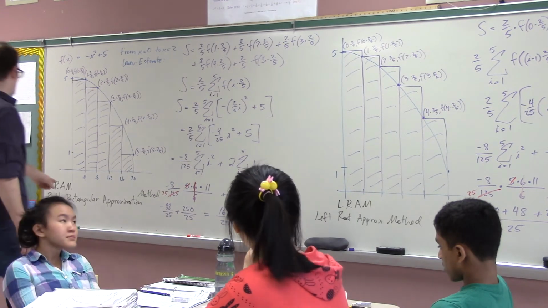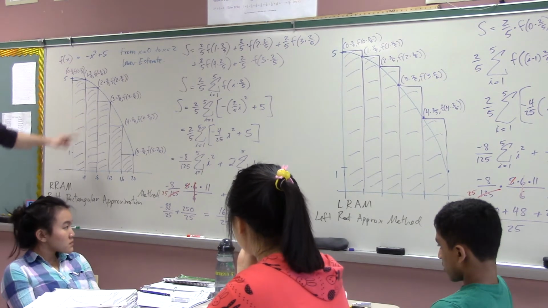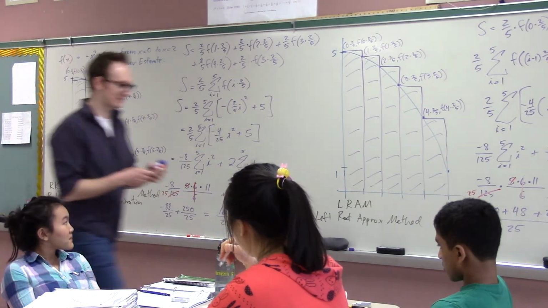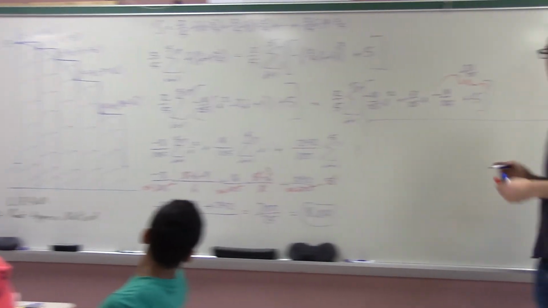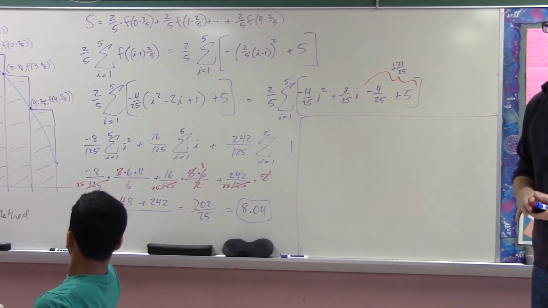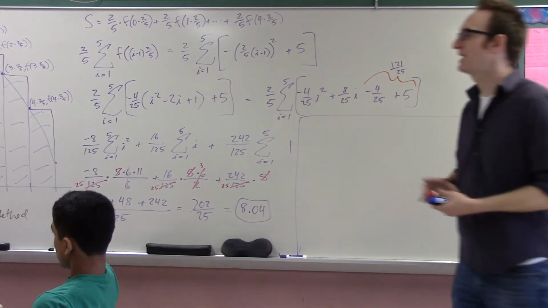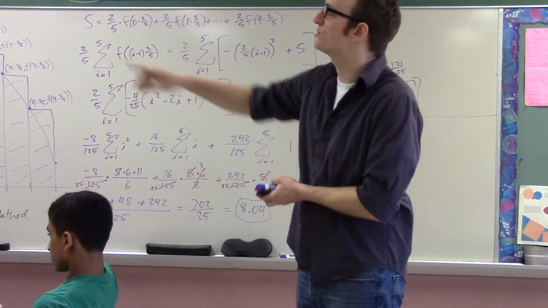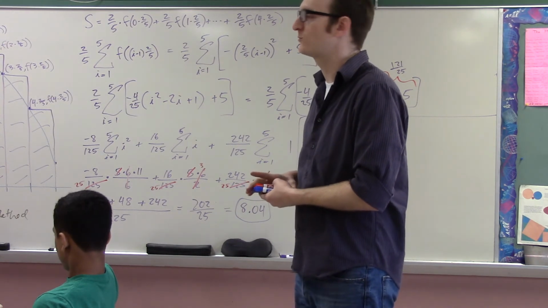Now we can ask some deep questions. Does the right rectangular approximation method always give you an underestimate? No. When is it an underestimate? Let me be more specific with my question. When is RRAM an underestimate and when is it an overestimate? When is LRAM an underestimate and when is it an overestimate?